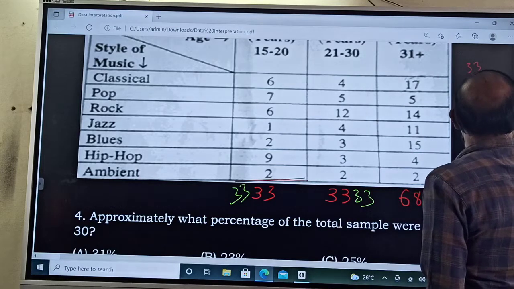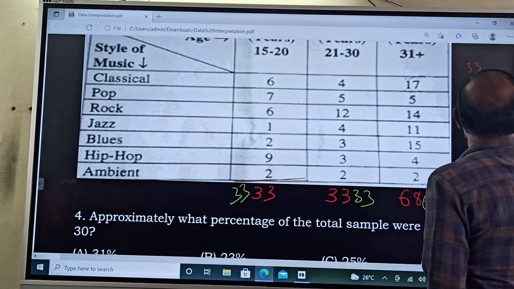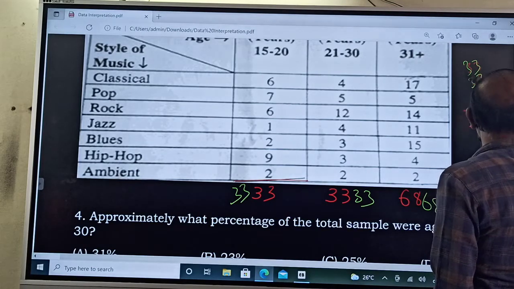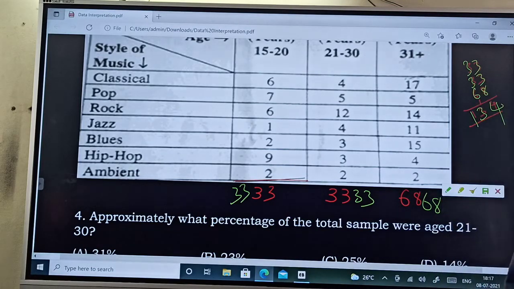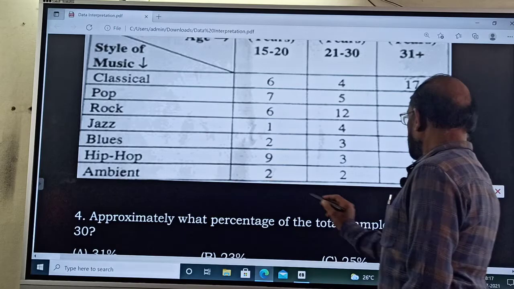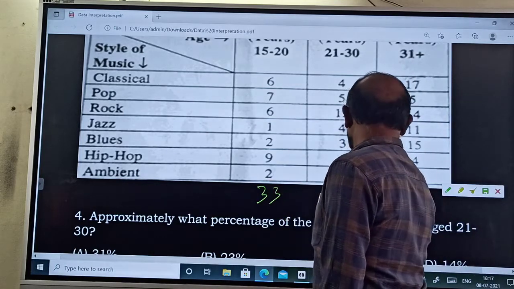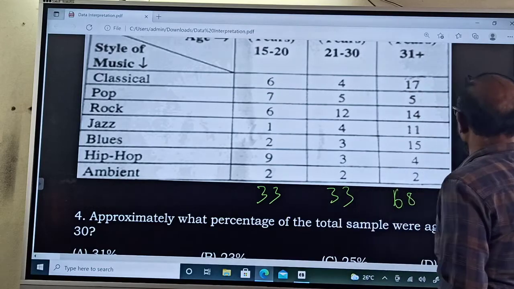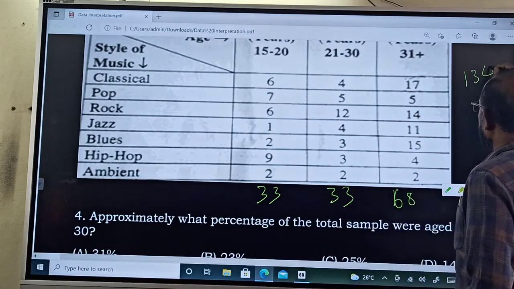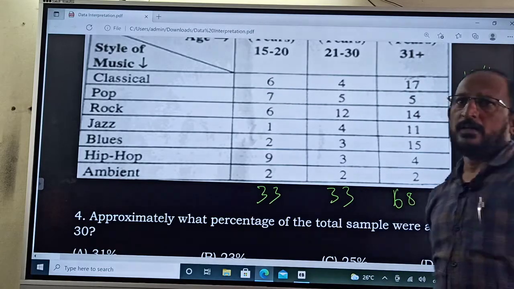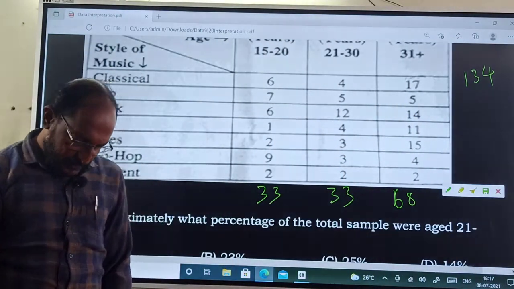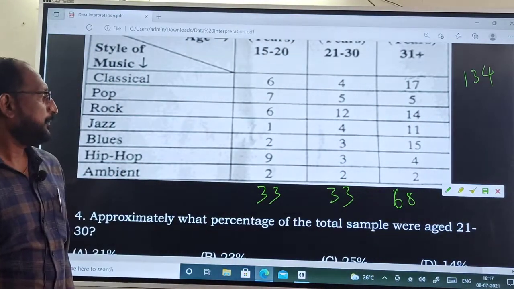134 directly. So 134 after adding 33, 33 and 68. 134. Now is it visible? Yes, sir. Good.